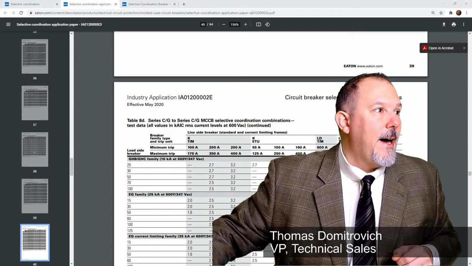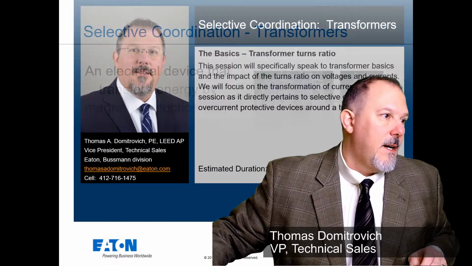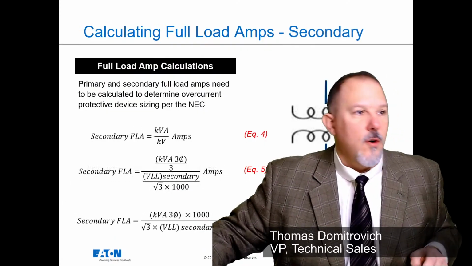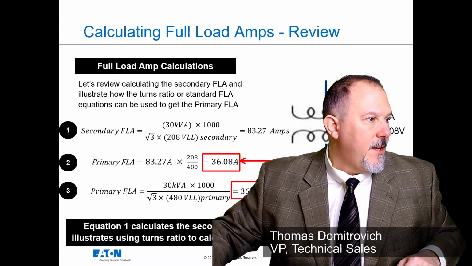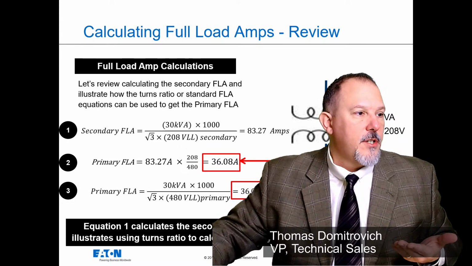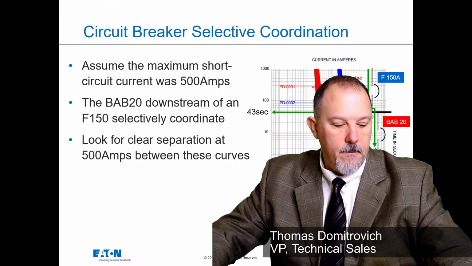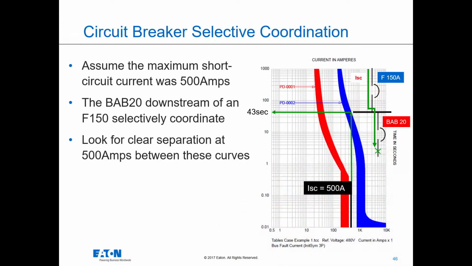One example that I always use to help people understand is the BAB circuit breaker downstream of an F-150. I went to the wrong slide. Let me find the right slide. In this case, what I'm showing is the F-150 and the BAB. The TCC curves are separate all the way down to 0.01 seconds.